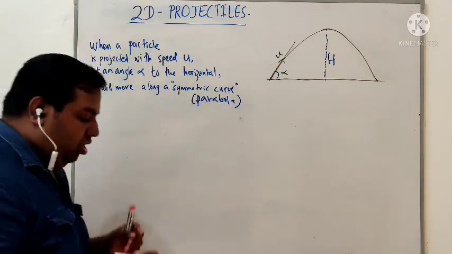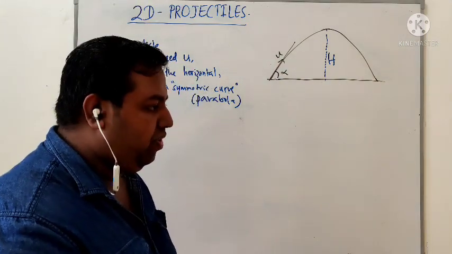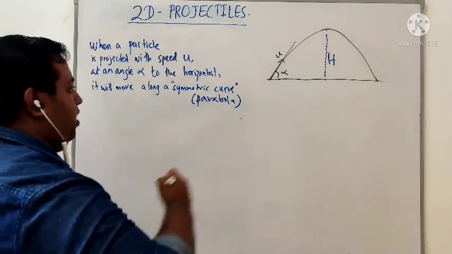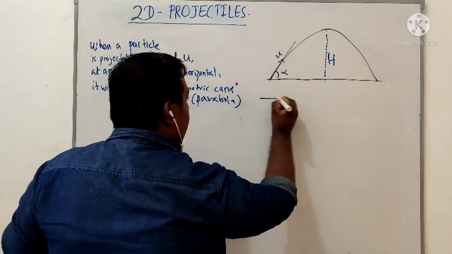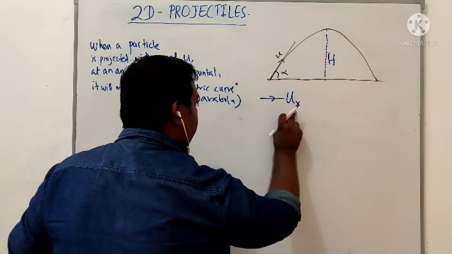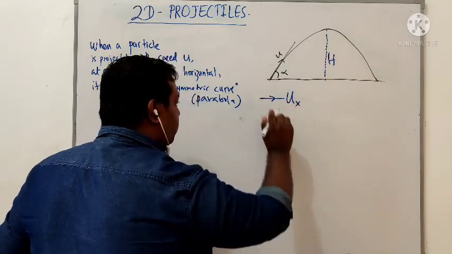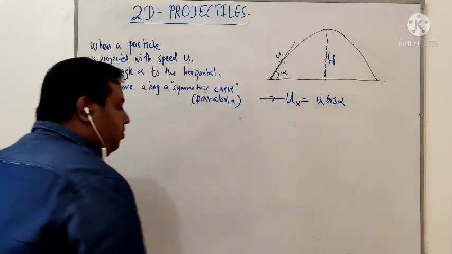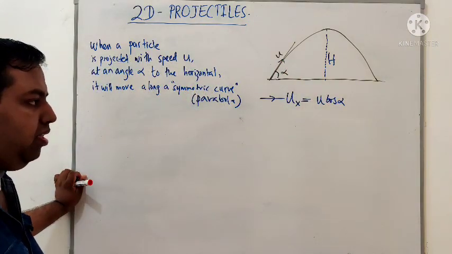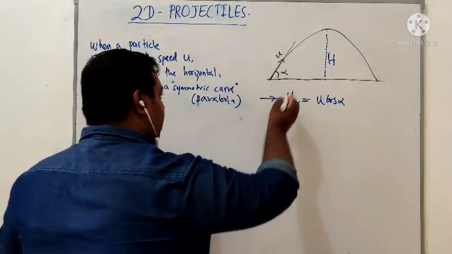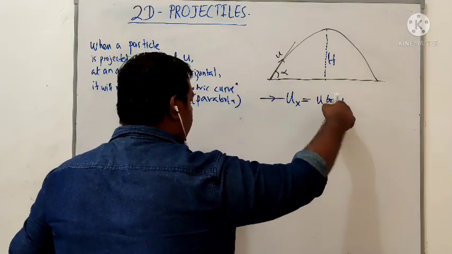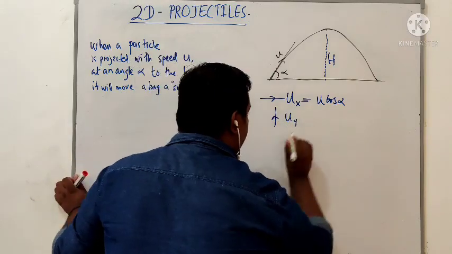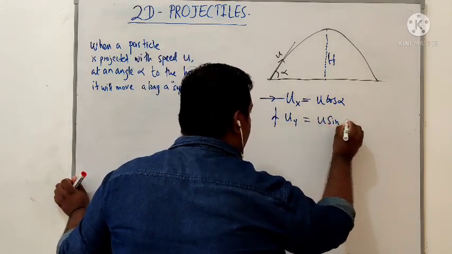So before you start this calculation, you have to find out the initial speed components. This is the x direction. The horizontal velocity component is u cos alpha. Always the angle side component is cos alpha. So the other side, I marked this angle. So the vertical side initial component is u sin alpha.